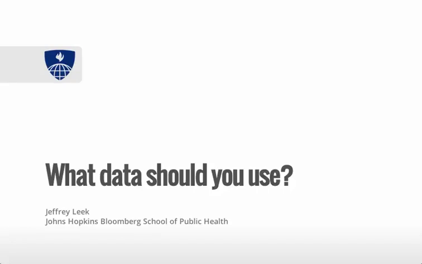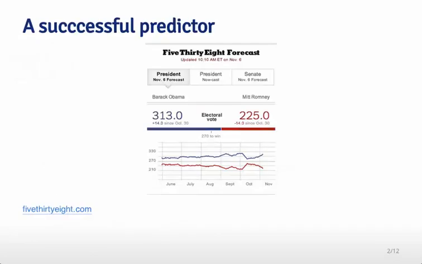After defining the question of interest, the next most important thing is to identify the data set that will allow you to create the best possible predictions with your machine learning algorithm. An example of a really successful predictor here in the United States is something called 538. This was a blog designed to build an election forecasting model to predict who would win the presidential and other elections in the United States.